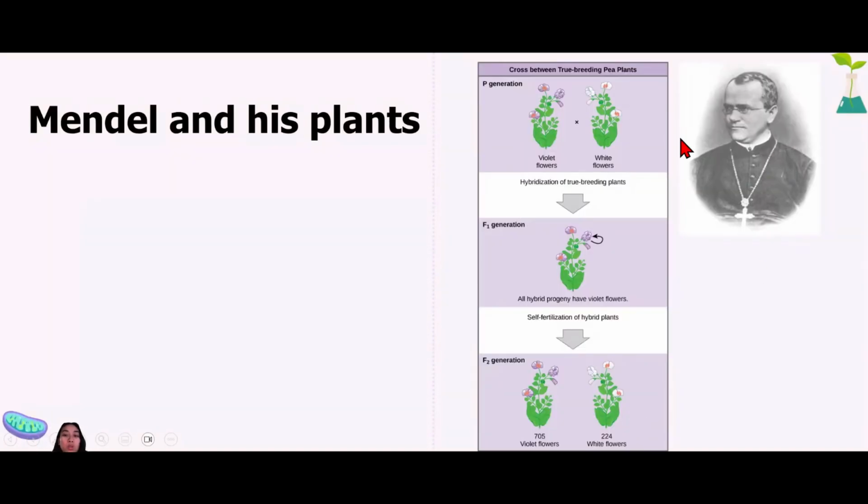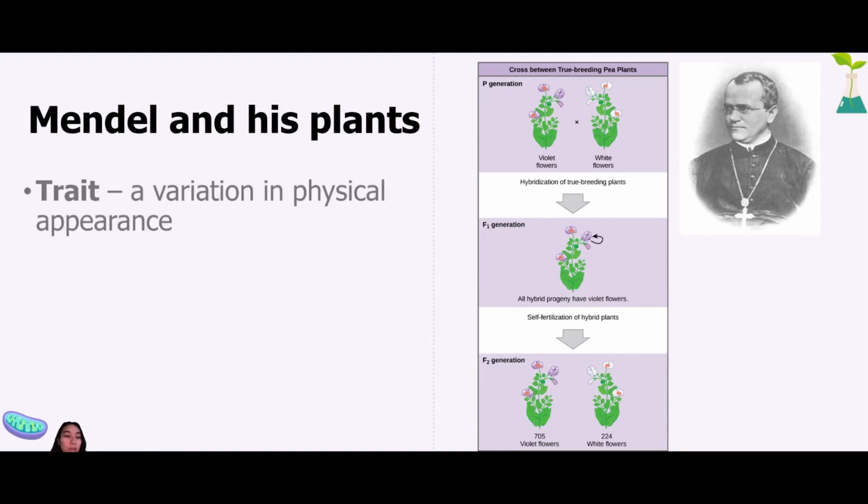The person who started all of this concept of inheritance was Mendel, and he did a lot of experiments with plants, specifically pea plants. What he was looking at were traits. He looked at these pea plants and saw some had purple flowers, some had white flowers, some had peas that were wrinkly, some peas were smooth. He was just looking at all of these traits. So a trait is some kind of variation in physical appearance. A trait could be purple flowers versus white flowers, for example.